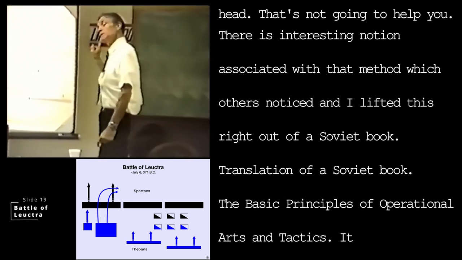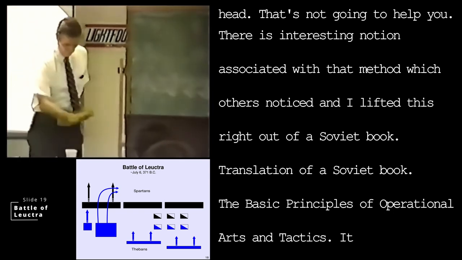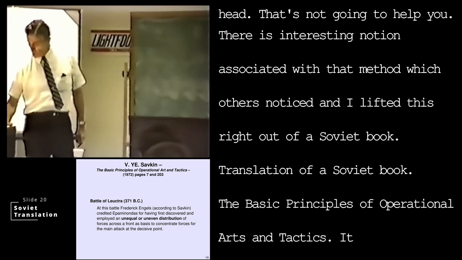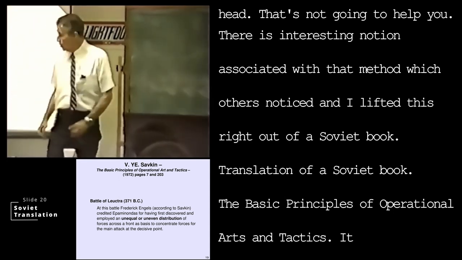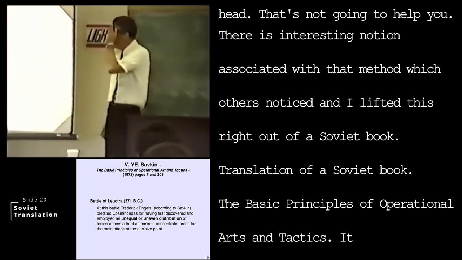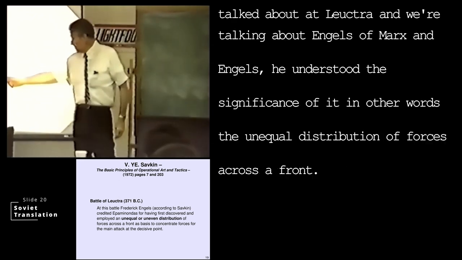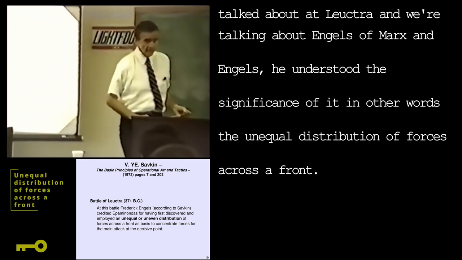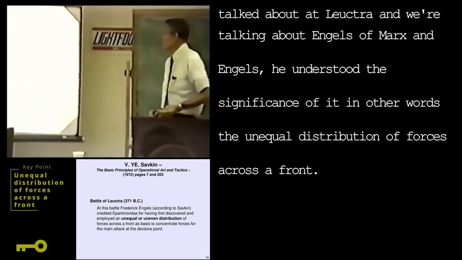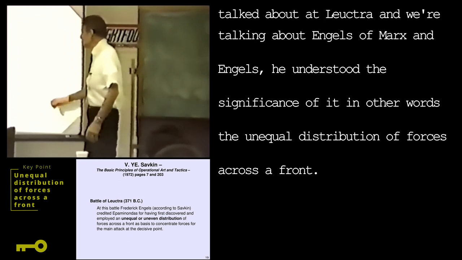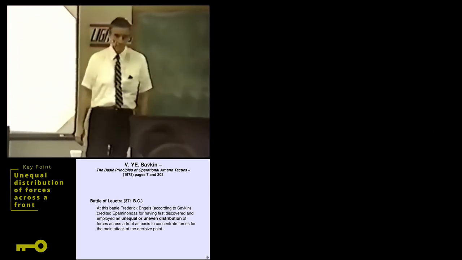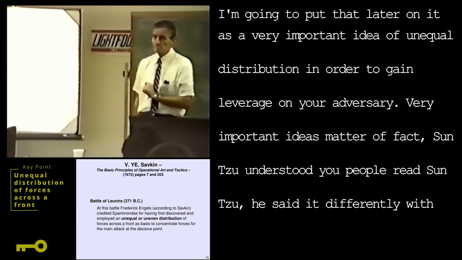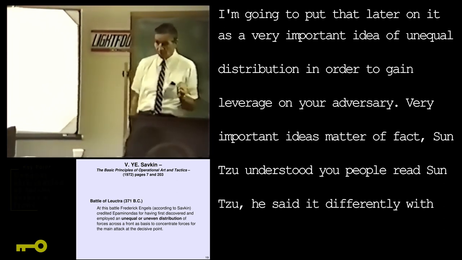There is an interesting notion associated with that battle, which others noticed. I lifted this right out of a translation of a Soviet book, Basic Principles of Operational Art and Tactics. About the battle blueprint, we're talking about Engels, of Marx and Engels fame. He understood the significance of it. In other words, an unequal distribution of forces across the front. I'm going to point that out later on. It's a very important idea, unequal distribution, in order to gain leverage.